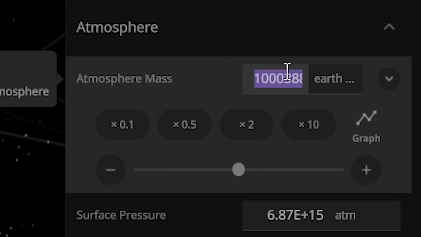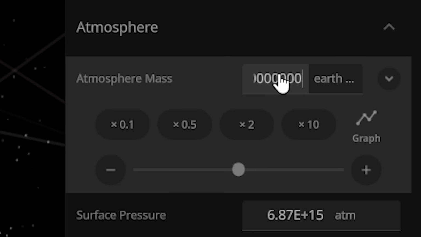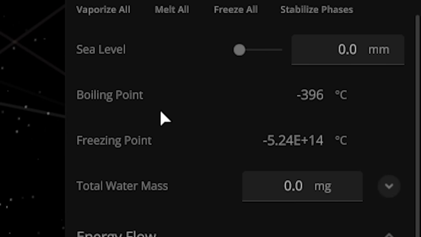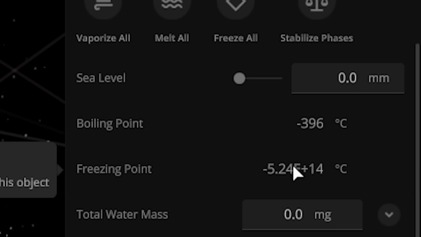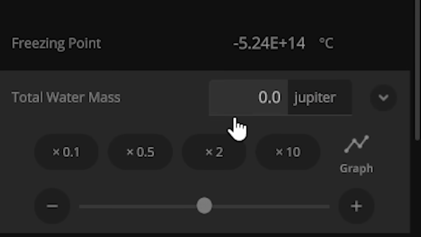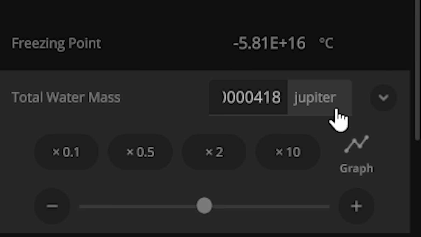Alrighty, atmospheric mass. The answer is yes. Do 100 million of those. Ah, yes. It's always a good day when the boiling point on a planet is -396 degrees Celsius. And the freezing point is that. The other thing is, hold on a second. Yeah, one Jupiter worth of total water mass.